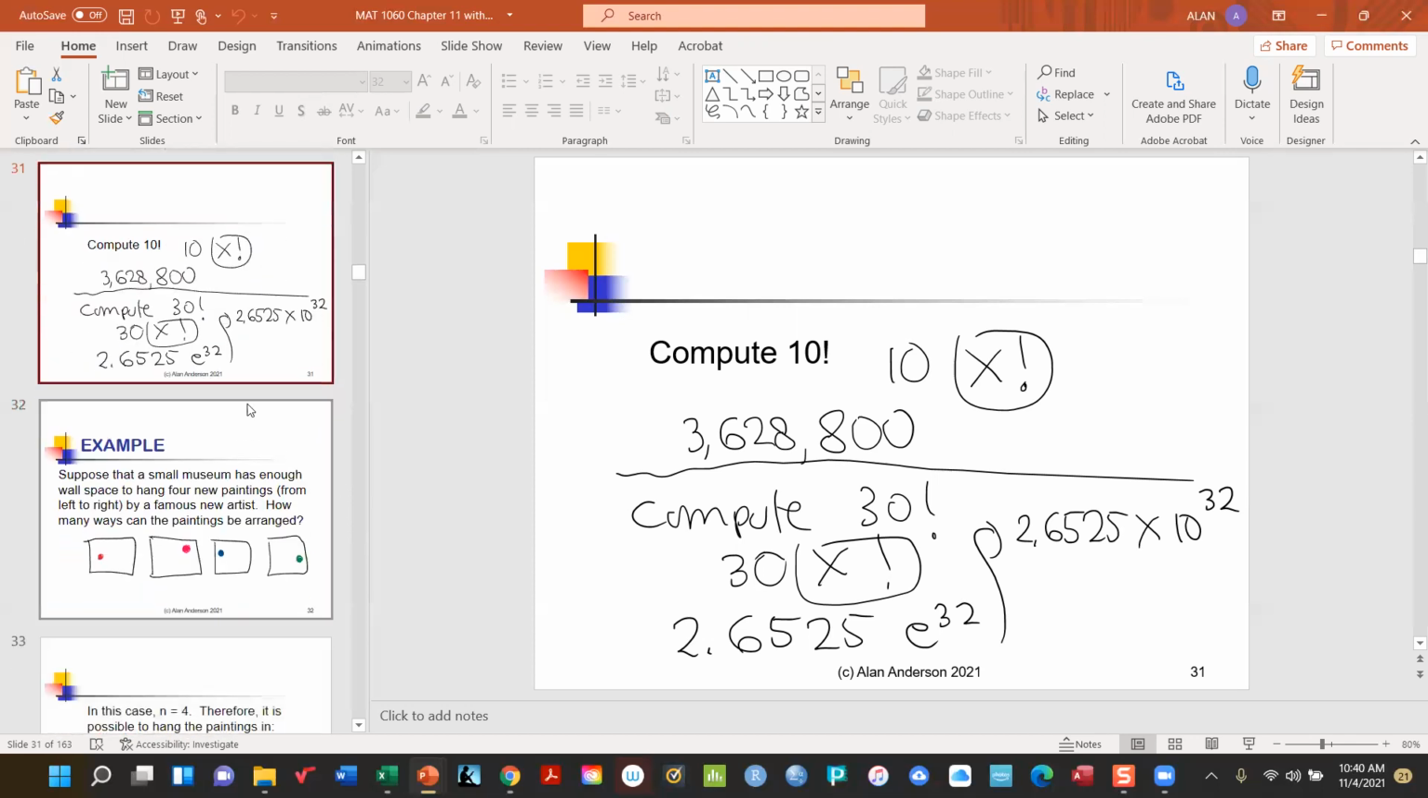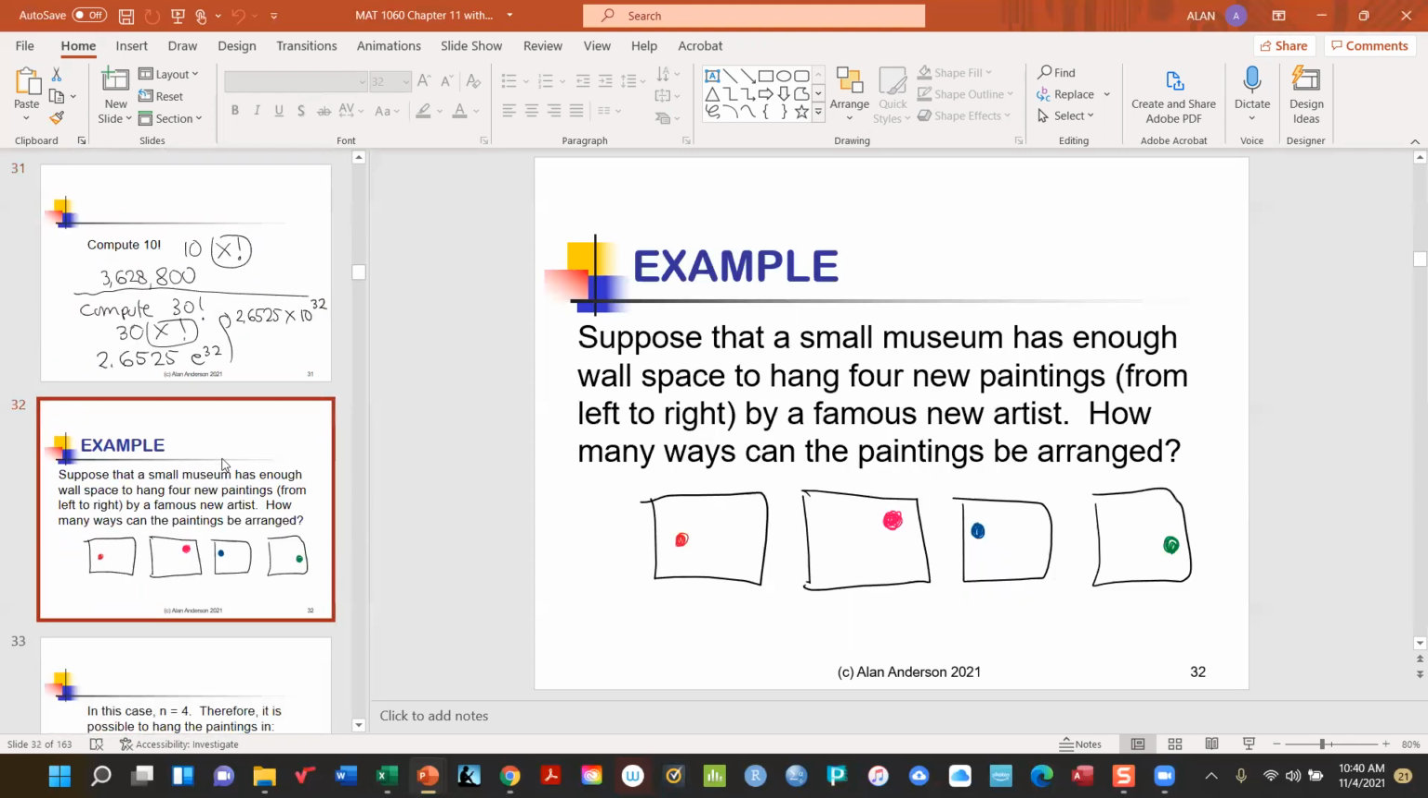So now here I had another example about paintings. This one is a little different. There's only 4 of them. And these are meant to be the actual paintings. It's like this new artist who's all the rage in the city, because this artist puts a colored dot on a white canvas. And so you've got 4 paintings here.